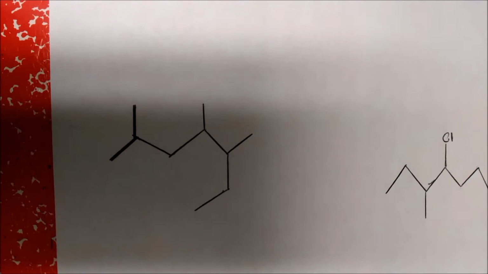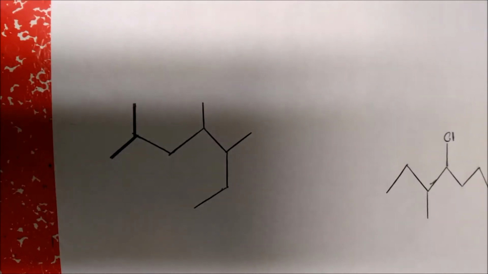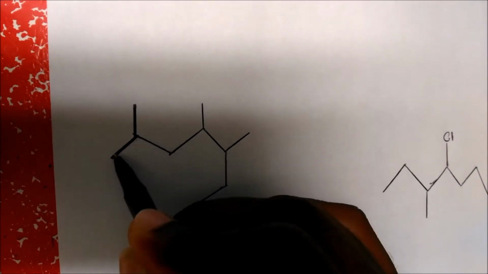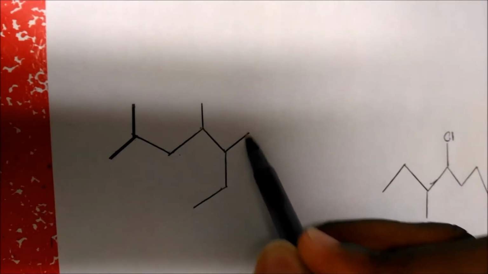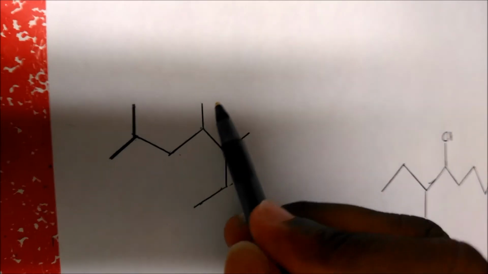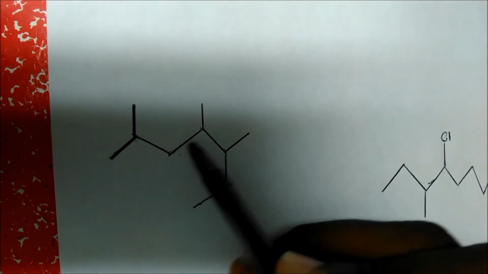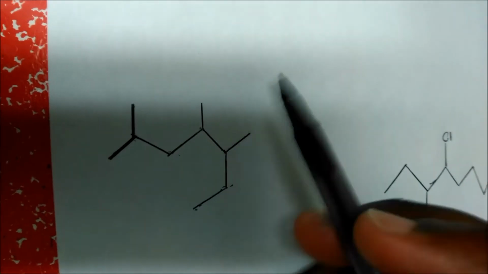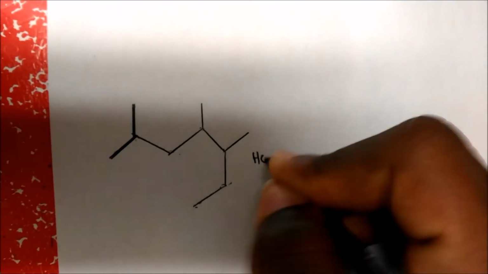How about this one? A lot of things going on here, but nothing changes. We're going to count our longest continuous carbon chain. So I could start from here, here, here, here. Whichever gives me the longest, that is what I'm going to go with as my parent. So 1, 2, 3, 4, 5, 6, 7. How about this? 1, 2, 3, 4, 5, 6, 7. How about this? 1, 2, 3, 4. That won't work. How about this? 1, 2, 3, 4, 5. So as you can see, 1 through 7 will be my parent because that is the longest continuous carbon chain. So the parent name for 7 will be heptane.